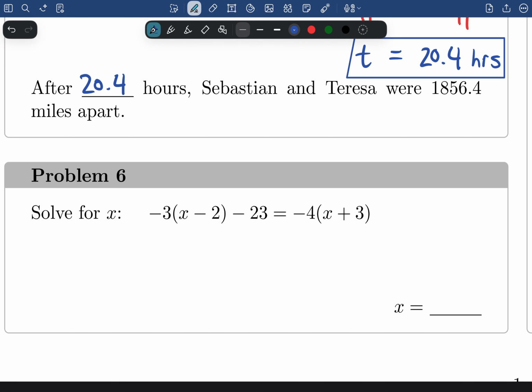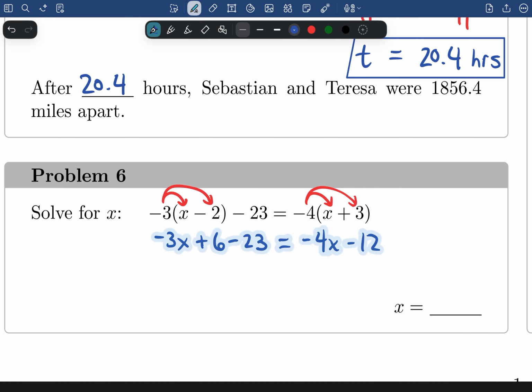Solve for x. Negative 3 times x minus 2 minus 23 equals negative 4 times x plus 3. And yes, since we have a lot of instances of the variable x, we're going to distribute here. And I get negative 3 times x plus 6 minus 23 equals negative 4 times x minus 12 once I distribute.